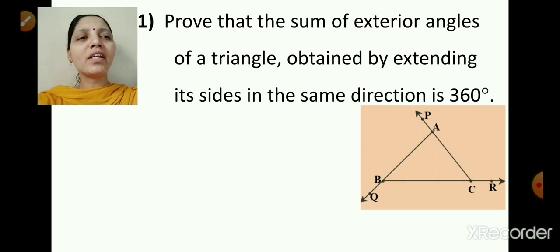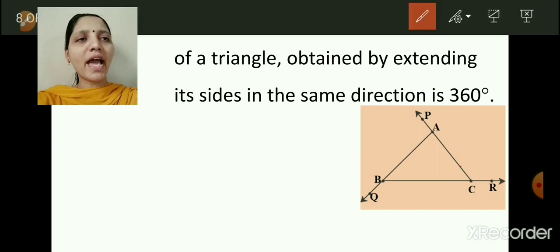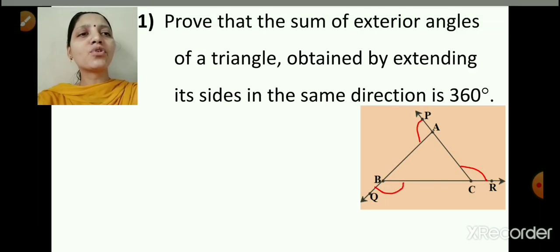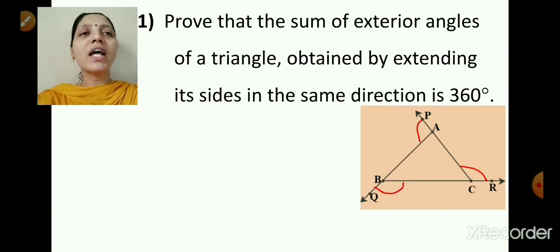Now how many exterior angles can you see here? We can see angle ACR, angle PAB, and angle QBC. So these are the three exterior angles we got here. Now what we have to prove is that the sum of exterior angles of a triangle obtained by extending its sides in the same direction is 360 degrees. So the addition of all these three angles must be 360 degrees, that we have to prove.